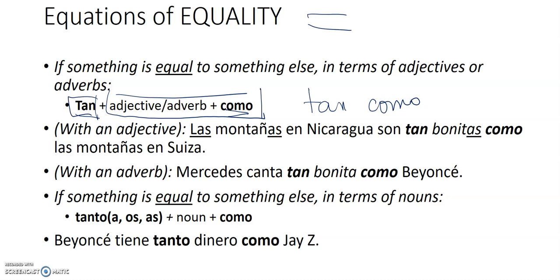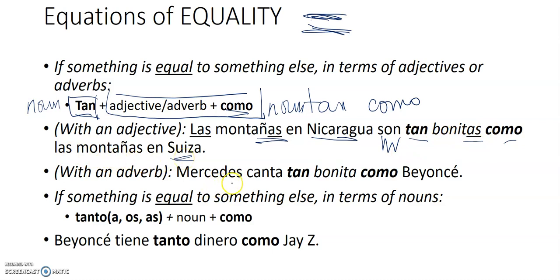So if we're talking about the mountains in Nicaragua are just as beautiful as the mountains in Switzerland, because remember, we're talking about equality, so these mountains are equally pretty. Then we come back and we plug it into this formula. Las montañas, we're going to put our noun in front, and we're going to put our noun in front. Las montañas en Nicaragua son, we got to have a verb, tan bonitas como las montañas en Suiza.